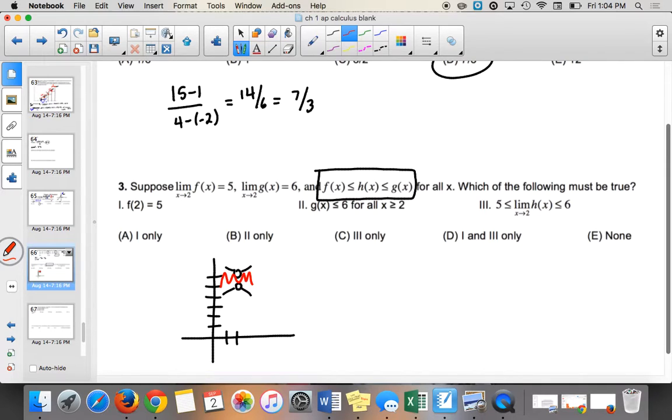So which of the following must be true? So f of 2 is equal to 5. Does that have to be true? It could be. If the limit goes to 5, it could be a filled-in point. But it doesn't have to be. It could be an open circle. We could have random points that are just filled in elsewhere.